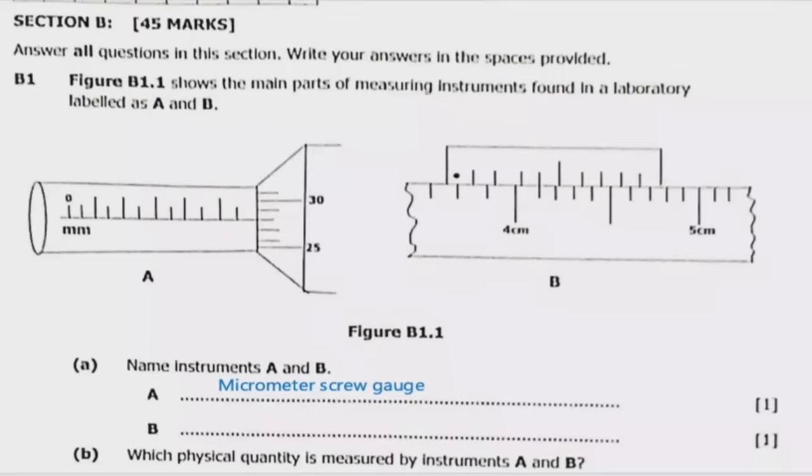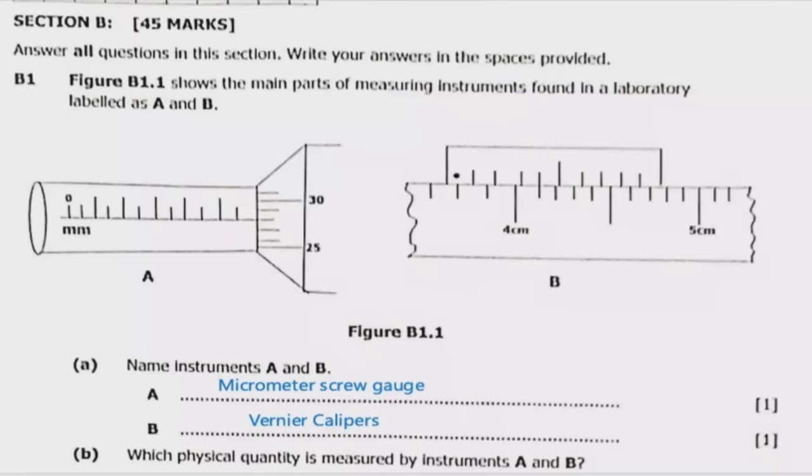Okay, what is the name of the instrument B? The instrument B is vernier calipers. That is vernier calipers.